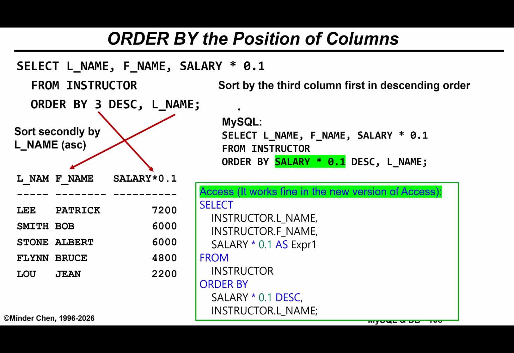Okay. You can use position. We mentioned that again and again. And you could use expression directly. I don't particularly like this, so I would use alias. I would define the alias and then use it here, salary, like what we have done previously.